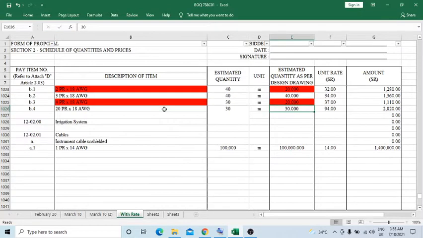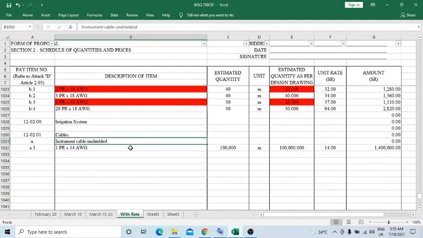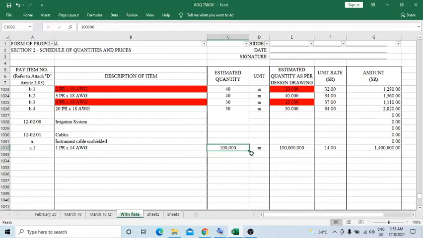So now the other one is the irrigation system. In the irrigation system there are cables. The instrument cables unshielded, 1 PR into 14 AWG. The estimated quantity is likewise 1 lakh, the takeoff quantity is also 1 lakh, the unit is meter, and the price is 14 Saudi Riyal.